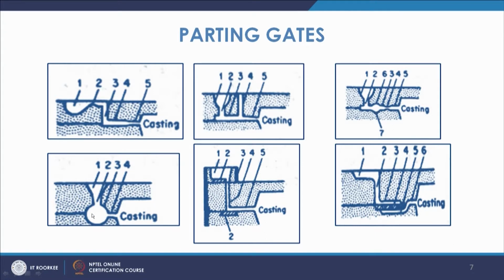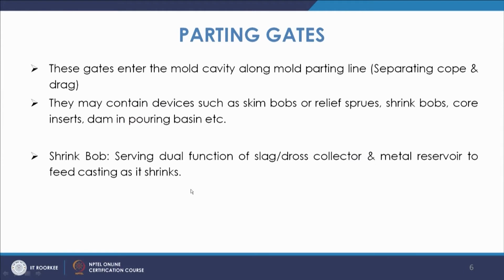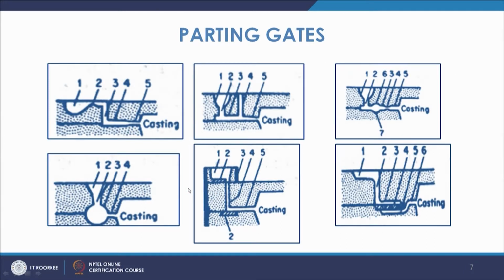This is the case of shrink bob, where you have both functions as we discussed: it is a slag or dross collector and then feeding when it shrinks. In these cases we use the core inserts, and these inserts are used to avoid the erosion of sand when the metal falls on it.